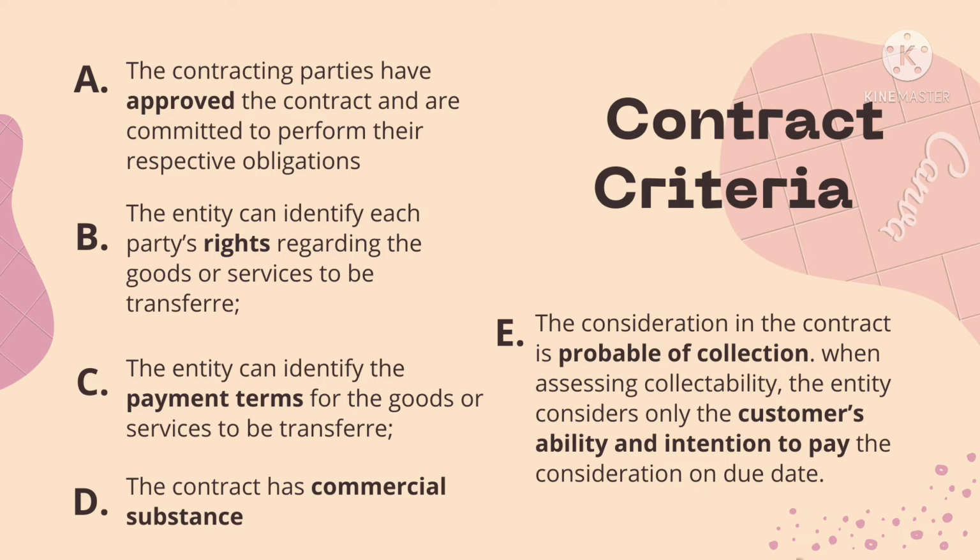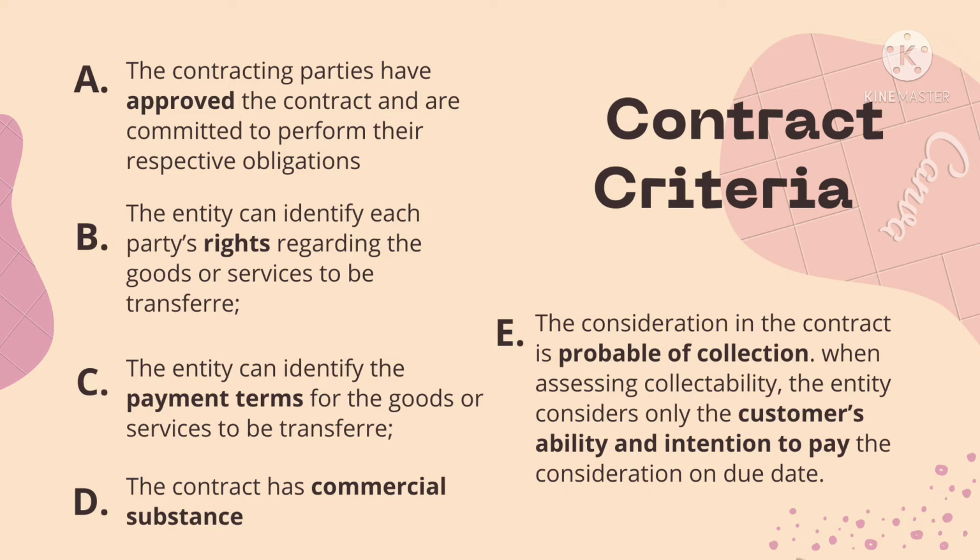Second, the entity can identify each party's rights regarding the goods or services to be transferred. Third, the entity can identify the payment terms for the goods or services to be transferred. Fourth, the contract has commercial substance. Example, the risk, timing, or amount of the entity's future cash flows is expected to change as a result of the contract. And last, the consideration in the contract is probable of collection.